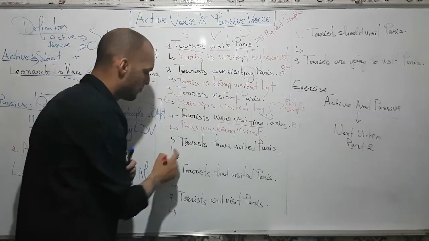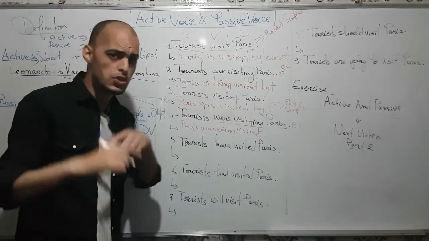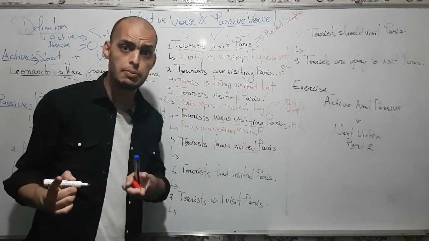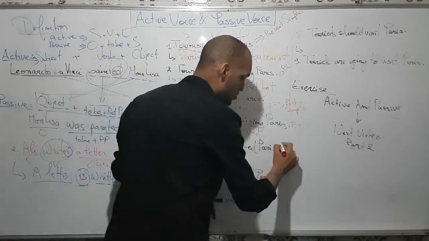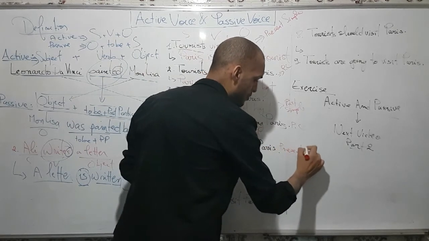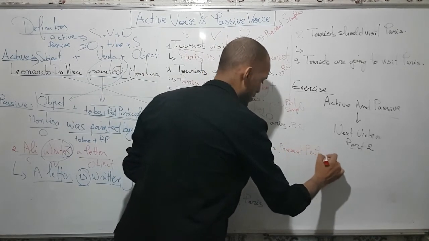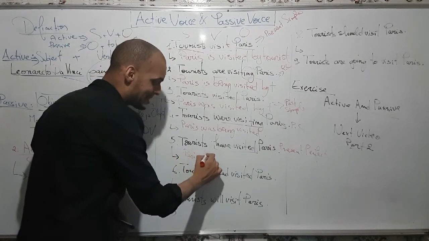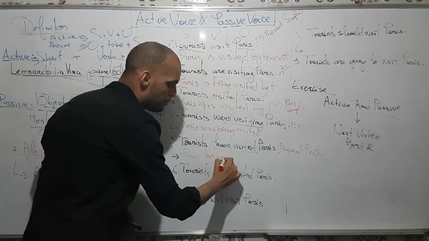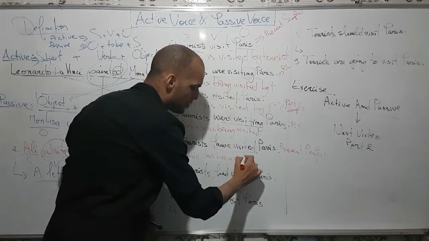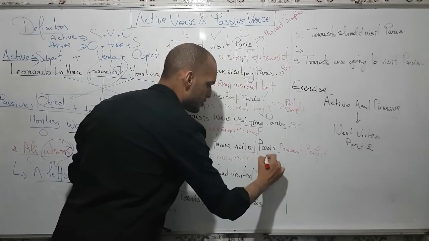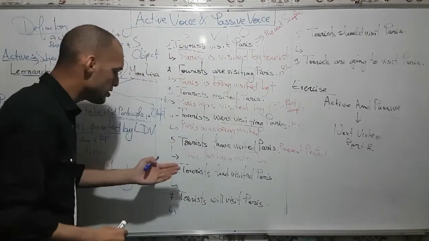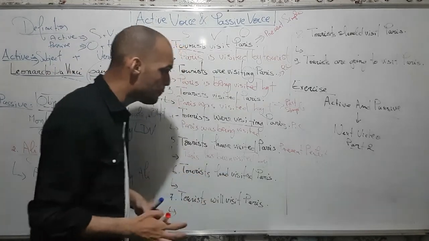Okay, five, tourists have visited Paris. Where is the verb? Verb have visited. What do we mean by have visited? Present perfect. So we say Paris has been visited by tourists. Okay, good. Number six, sentence number six, tourists had visited Paris.